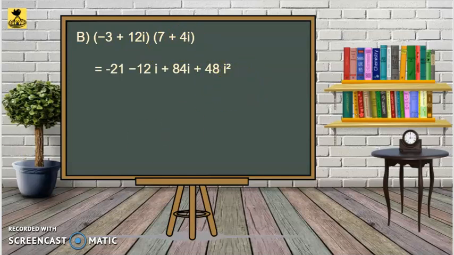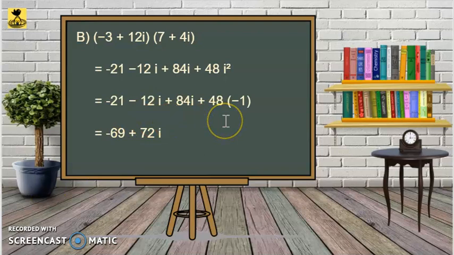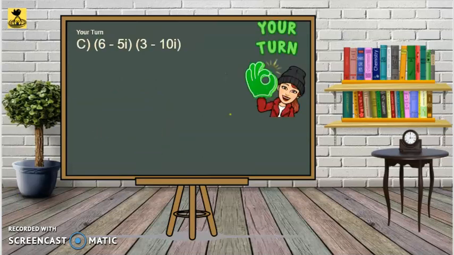And then after that, we will replace i squared with negative 1. So we have here i squared replaced with negative 1, substitution. Then we combine similar terms. So we have negative 21 plus negative 48. Remember, 48 times negative 1 is negative 48. If we combine negative 48 and negative 21, we will get negative 69. And the similar terms, negative 12i plus 84i, is positive 72i. Okay, so again, it's your turn here for letter C.